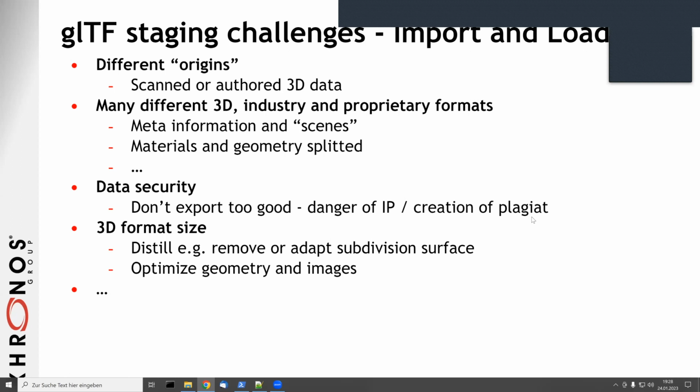Then you have many different 3D industry and proprietary formats. So you have meta information in scenes. When we got in touch with customers, they had meta information or scenes describing a scene where you say you have this FBX and you have this, and you have to bring it in. Some folks have materials and geometry split. It's not always the case that people have an FBX or a USD file with all the information there. No, somehow at a late stage, they want to merge the material with the geometry, and you have split data. And there are so many cases where this comes in.